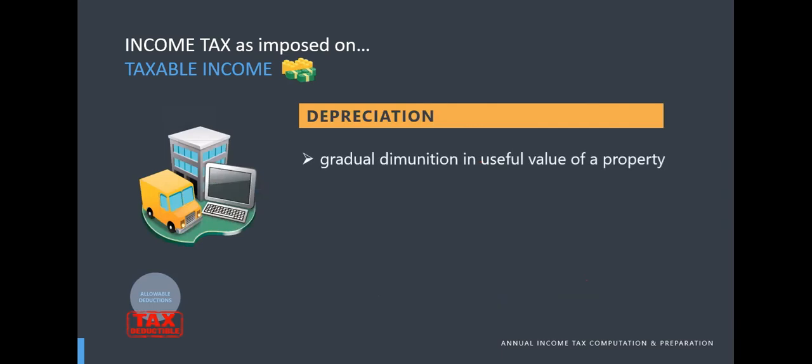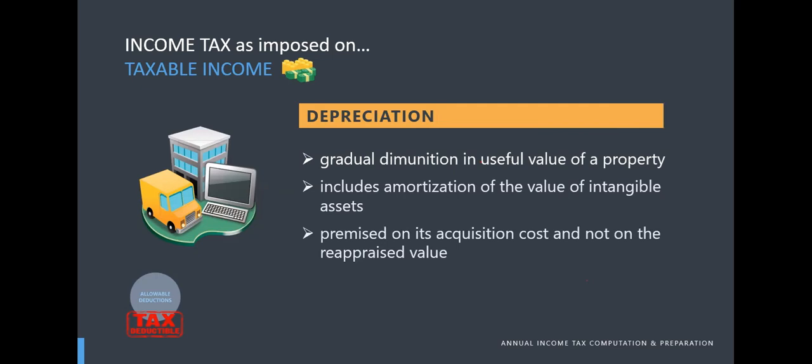Next, depreciation. Depreciation is the gradual diminution in useful value of a property. This includes amortization of the value of intangible assets. It is premised on its acquisition cost. So depreciation is usually based on the acquisition cost and not the appraised value.